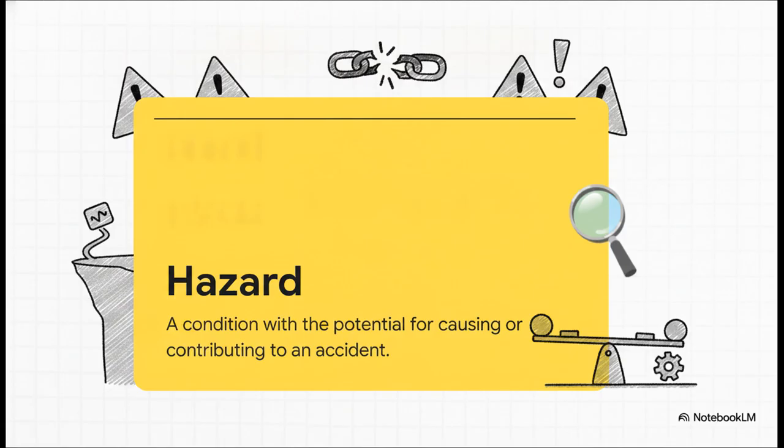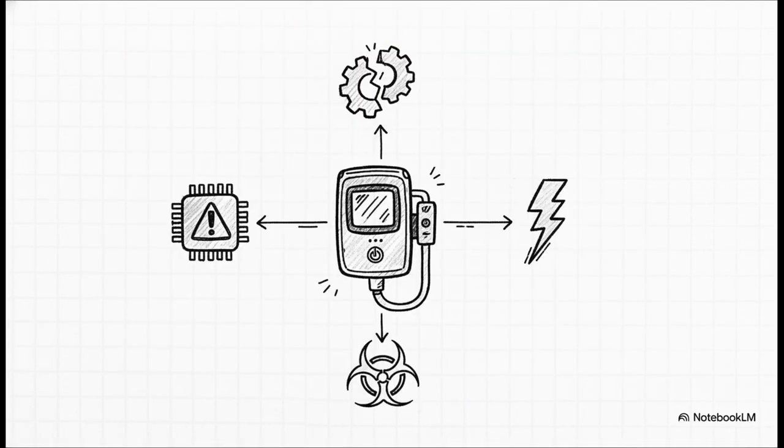Someone slipping on that puddle and breaking their arm, that is the accident. In software engineering, we want to identify the puddles before anyone slips. Let's brainstorm some possible hazards together using a classic textbook example, an automated insulin pump attached to a patient. What could possibly go wrong here?